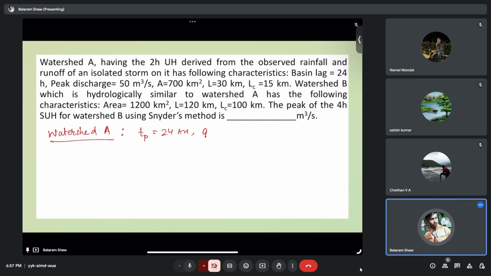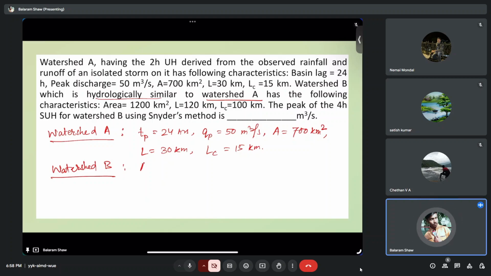Then peak discharge QP is equals to 50 meter cube per second. Then area is equals to 700 kilometers square. L is given as 30 kilometer, and LC or LCA, let's say, is given as 50 kilometer. Okay, and again we have watershed B, which was hydrological similar to watershed A, has the following characteristics. That is, area is given as 1200 kilometers square, L was given as 120 kilometer, and LC or LCA is given as 100 kilometer.